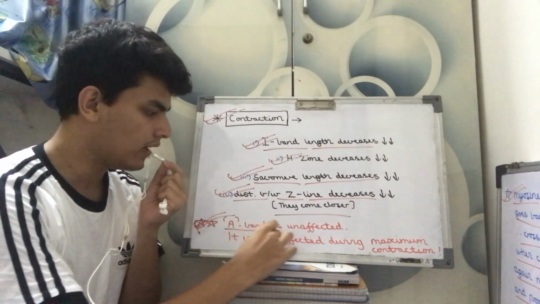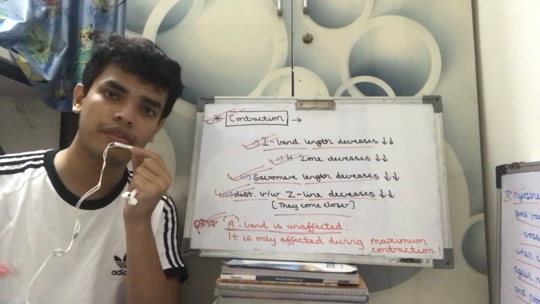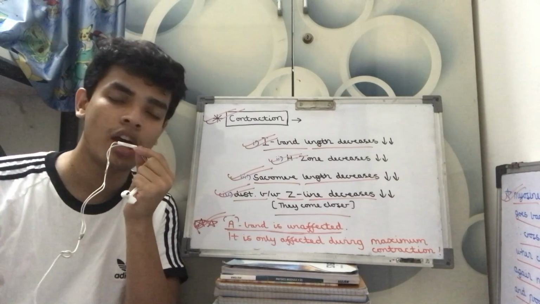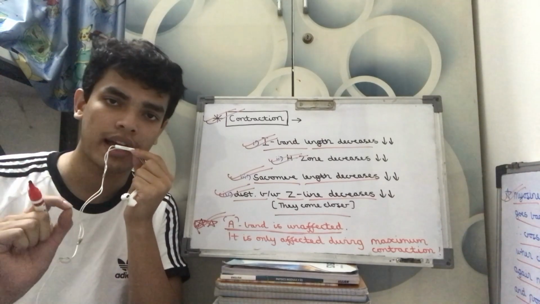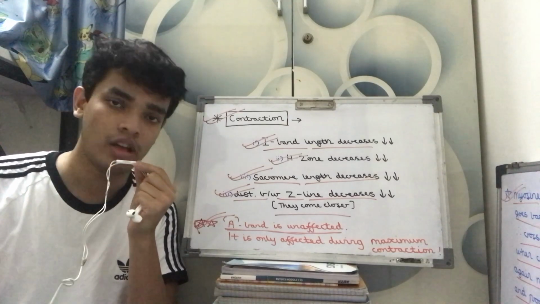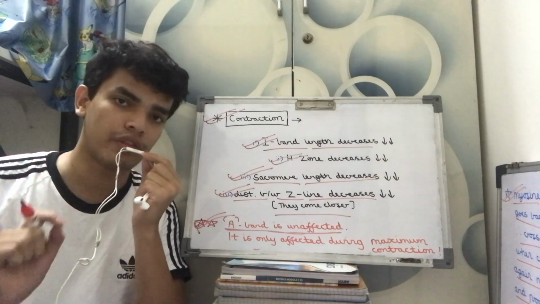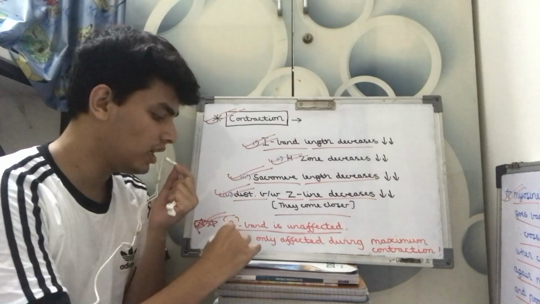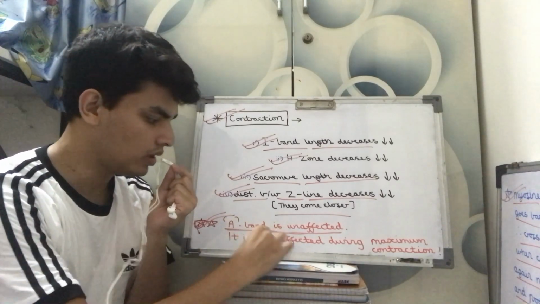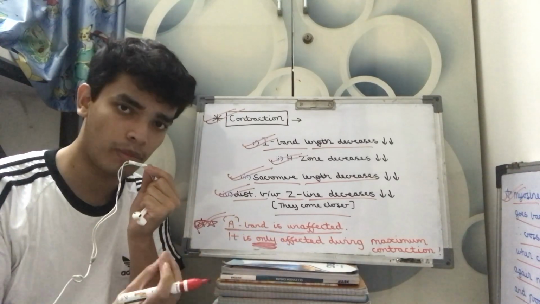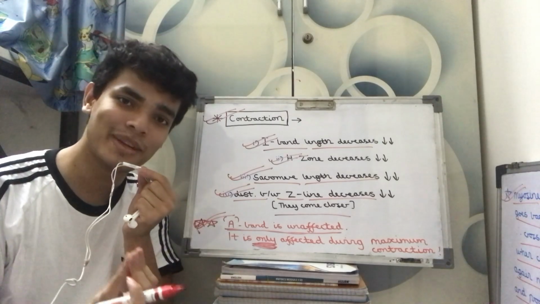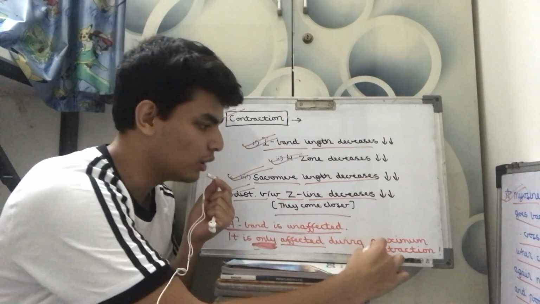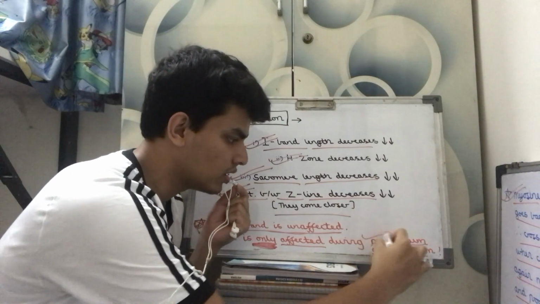So the A band is unaffected. We have learned that the I band decreases, the H zone decreases, this, that, but very, very important, during contraction the A band is unaffected. Please learn this, the A band is unaffected. Now another important point, the A band is only affected, and this basically holds your 4 marks, only during maximum contraction.